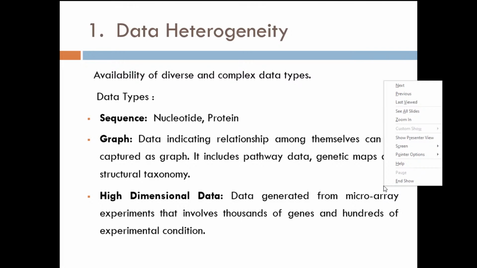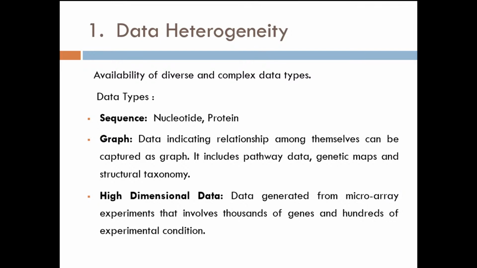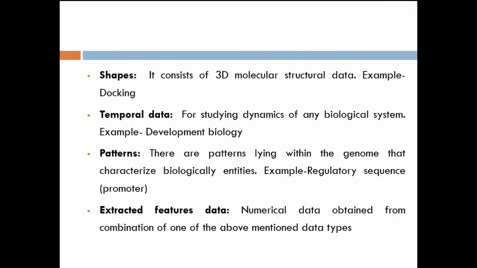So you get two answers in a particular condition. What are the genes which are expressing, and if any particular gene is expressing, what is the level of expression? You can quantify the level of expression. So once you conduct microarray type experiments, a huge amount of data is generated, and that is known as high dimensional data. So these all come under data heterogeneity. Then the shape of the biological data. Shape means 3D structure, say suppose you have a particular protein.